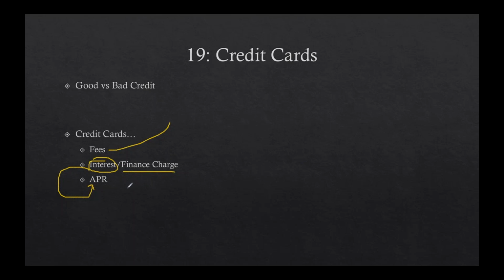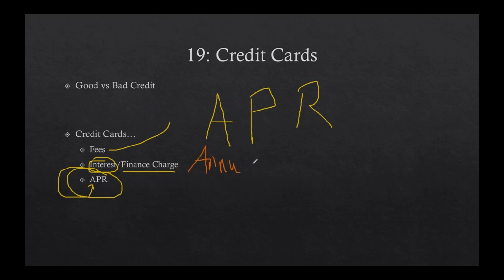So here we go. Interest and finance charges are based on an APR. We need to know what APR stands for. Does anybody know what APR stands for? Annual percentage rate. Fabulous. Okay, and the key word there is annual. Then this is percent and this is a rate. So this is the interest rate, right? It's usually given in terms of a percent.